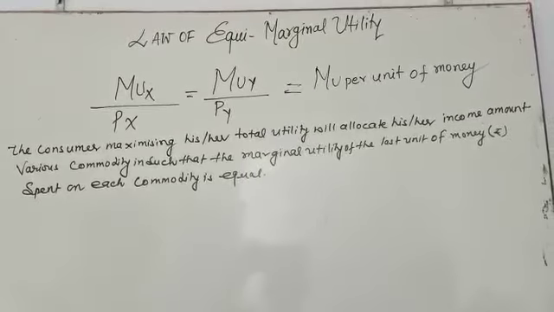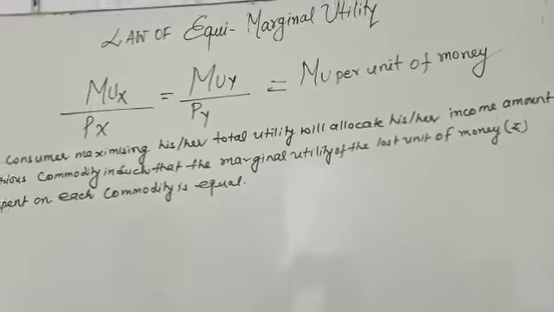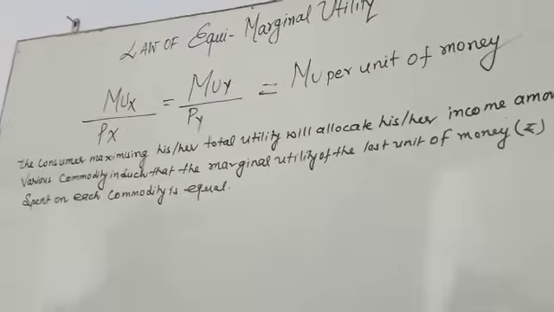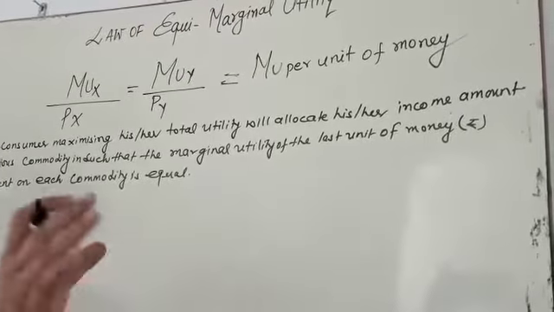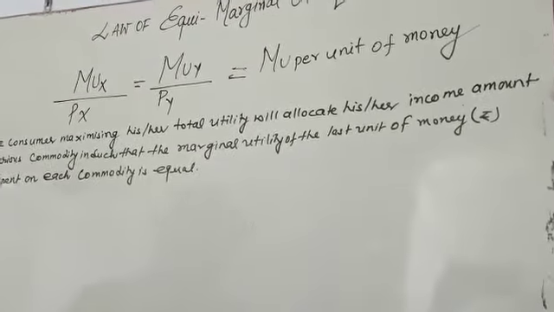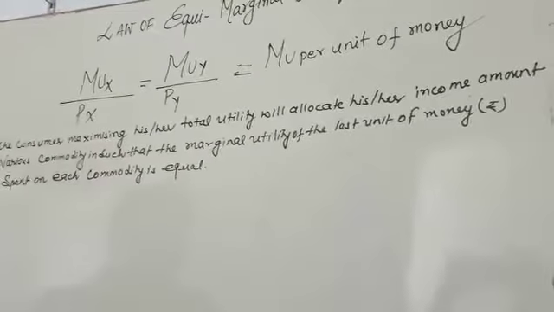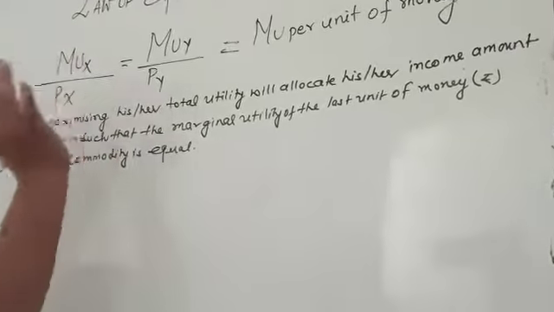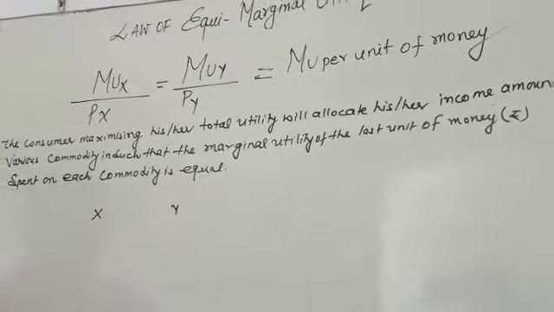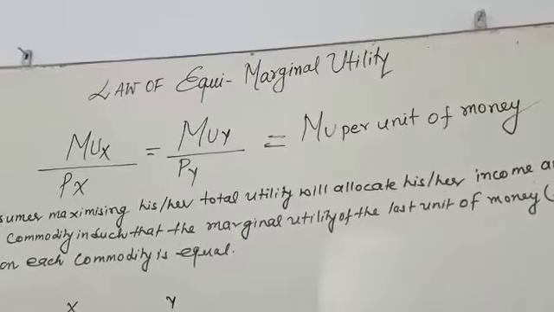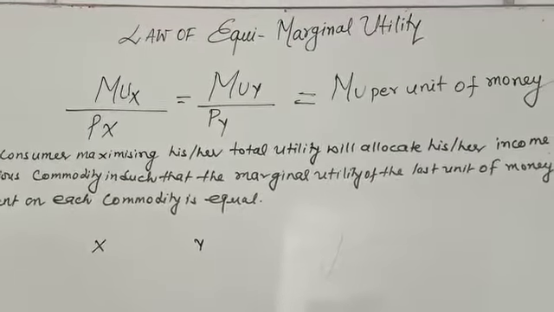So what is the law? The law is that a consumer is going to allocate his income appropriately between X and Y commodities. Suppose X commodity and Y commodity. I am going to take X commodity and Y commodity with the help of one example, my dear student.